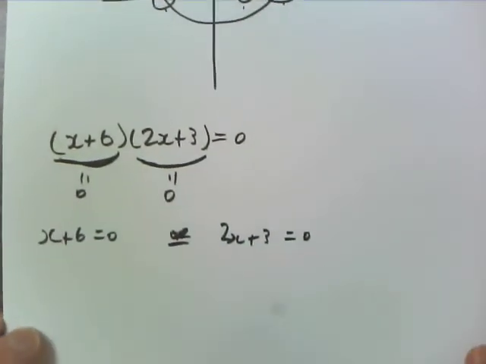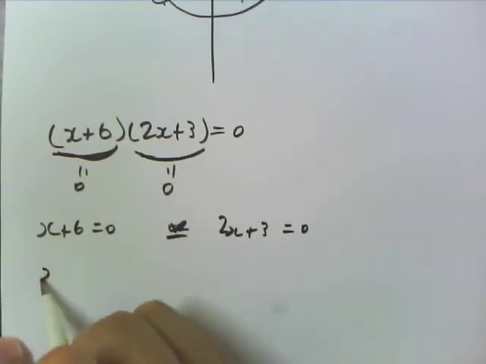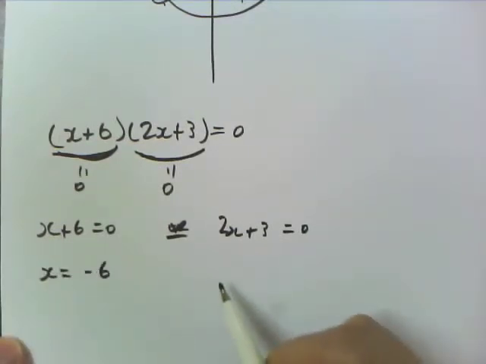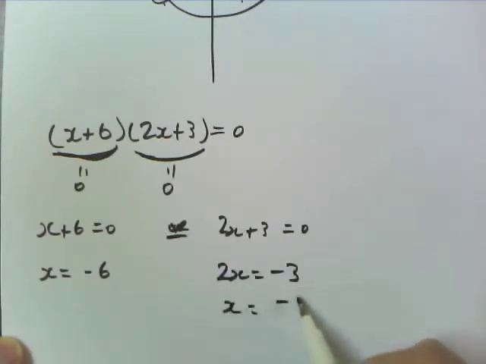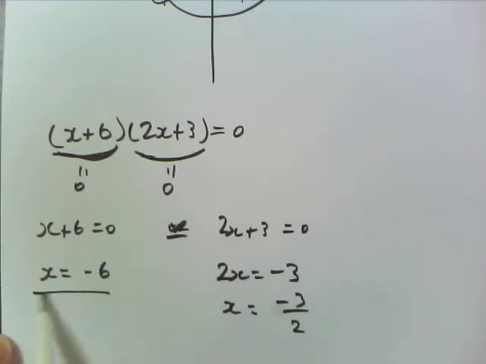And then you use your algebra skills to rearrange it. So x here equals negative 6, or 2x equals negative 3, so x equals negative 3 on 2. So my final answers are x equals negative 6 or x equals negative 3 on 2. That's all the null factor law is.